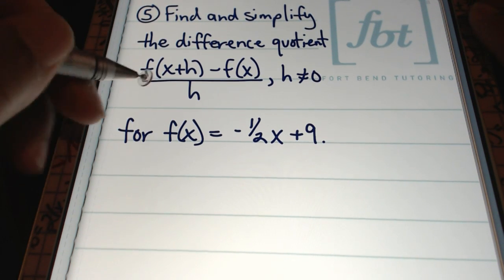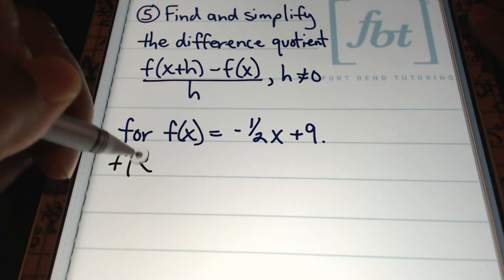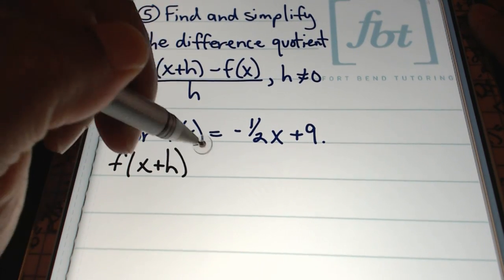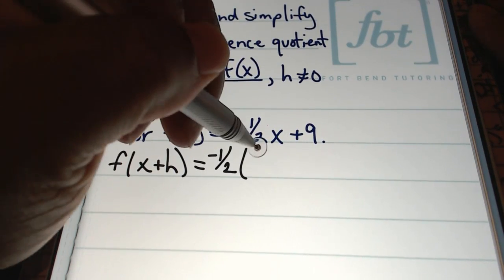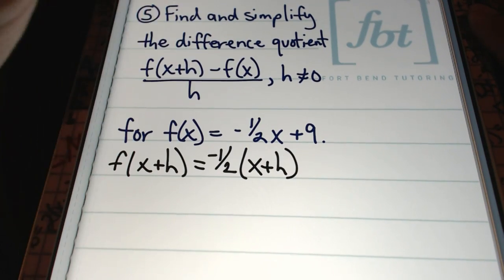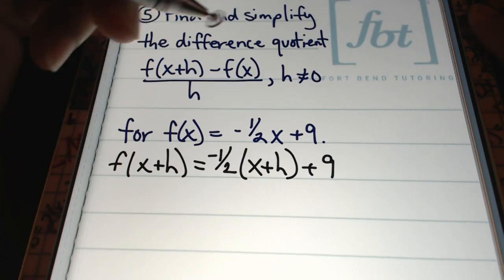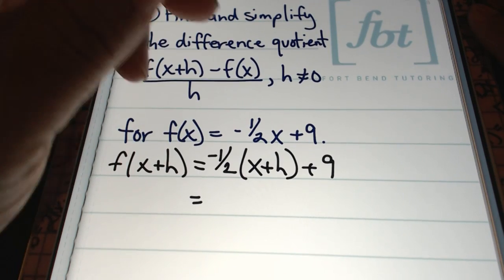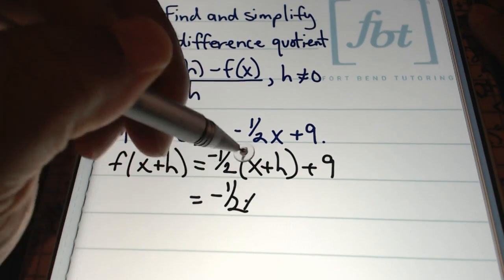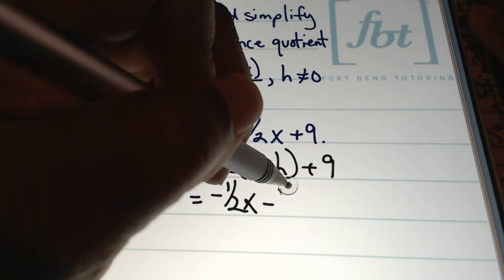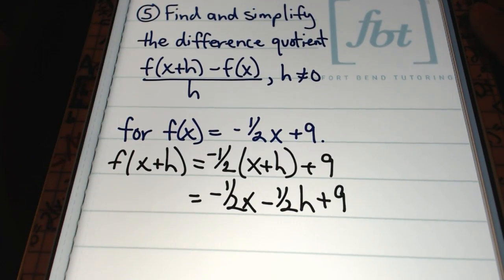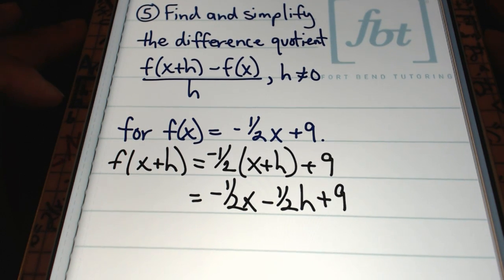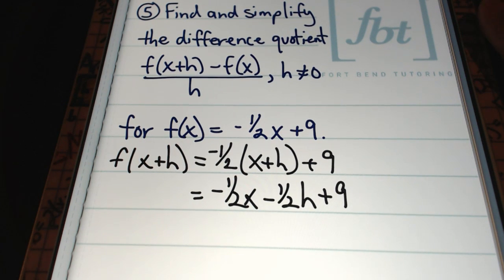The first thing remains the same. We do not know what the value of f of x plus h is. We need to find that out. So let's go ahead and distribute that negative 1/2 into the quantity x plus h. We'll have plus 9 here. We can go ahead and distribute that negative 1/2 to end up with negative 1/2 x minus 1/2 h plus 9. All right. And as these are unlike terms, we're going to leave this value exactly as you see it right now. Okay. So this is going to be our value for f of x plus h.